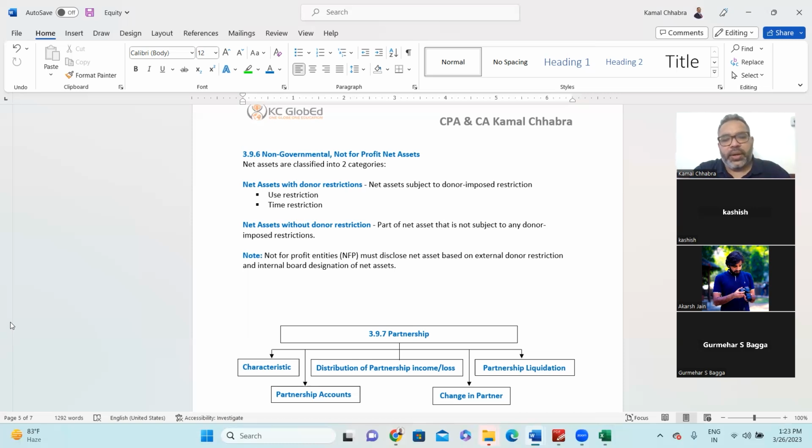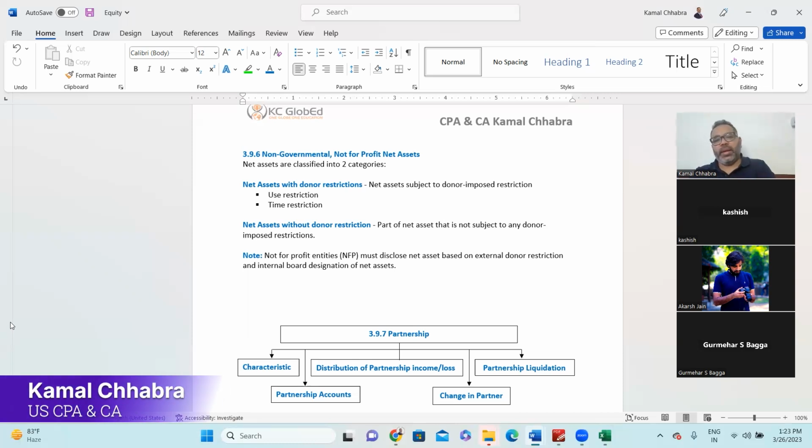So a not-for-profit entity must disclose the net assets based on external donor restriction and internal board delegation of the net assets. So this we'll be discussing more in detail in chapter 5, but this topic is being connected here with the share capital, so I thought I'd just give you a high-level overview. In these 3 points, you will see a couple of questions in the equity chapter also, right? Any doubts so far? No, sir.